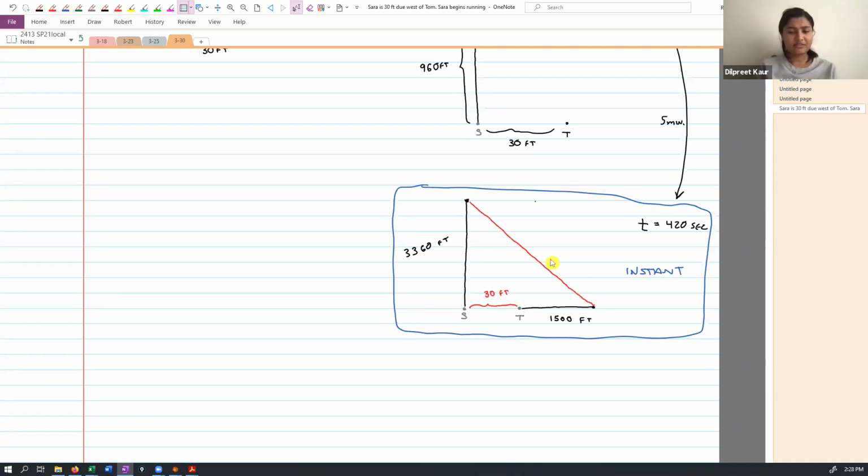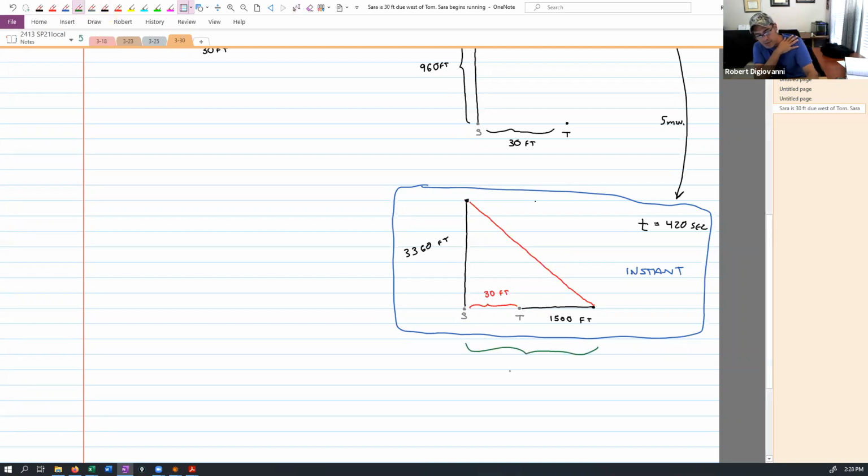Can we solve this as two triangles, or do we just follow it as one triangle? We just do one triangle, and we would say that this side is 1530, and this side is still 3360, right? We could now solve this using Pythagorean, couldn't we? But that would just give us how far apart they are.